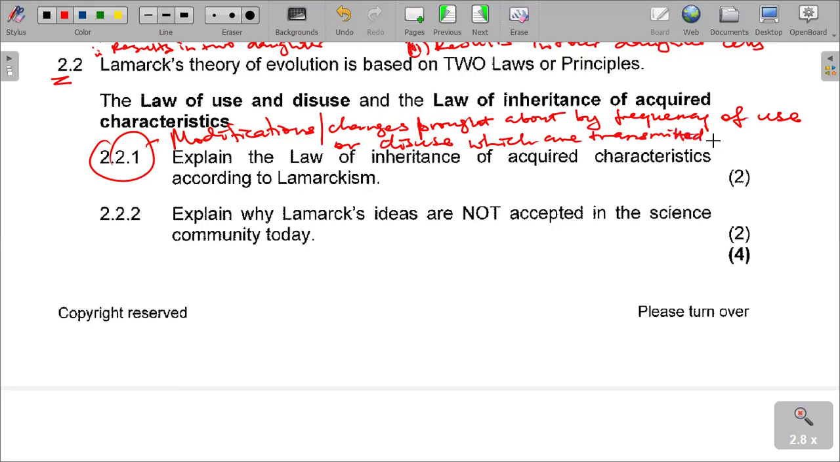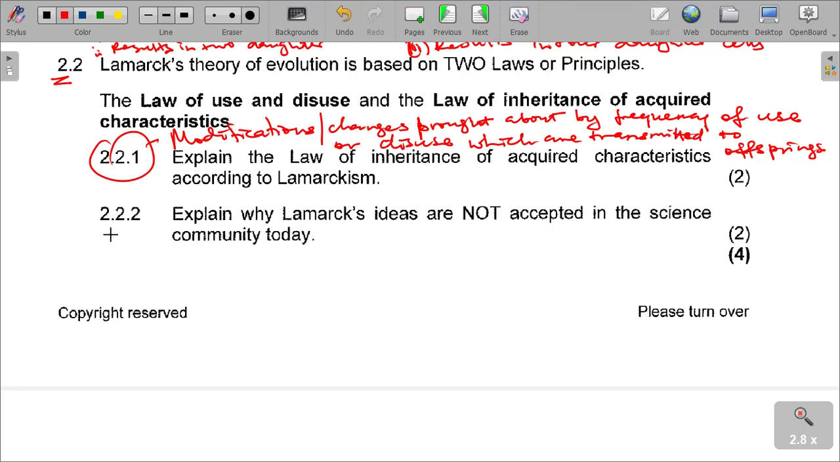So acquired characteristics are some changes that are coming as a result of the use or disuse of certain body parts, which are able to be passed on to offsprings. That is the law of inheritance of acquired characteristics, according to Lamarckism.